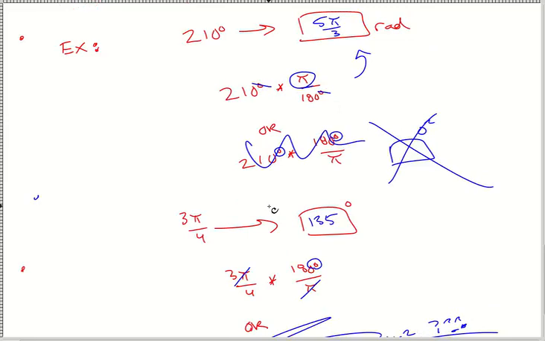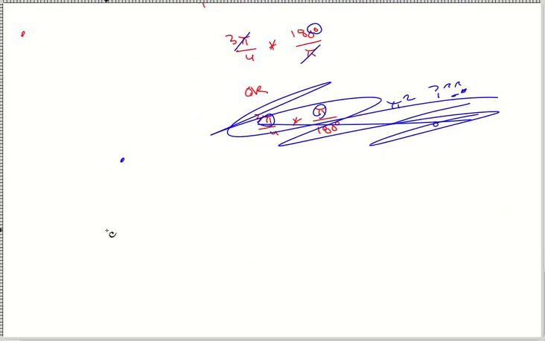I have one last formula for you, and then we're going to do some problems. This is arc length. I cannot remember if they do the other formulas in this section or not, but definitely the arc length one. S equals R theta.